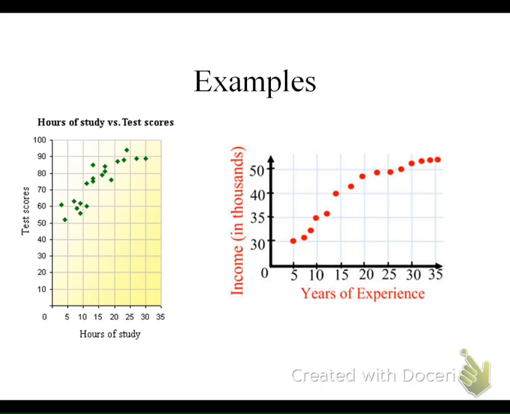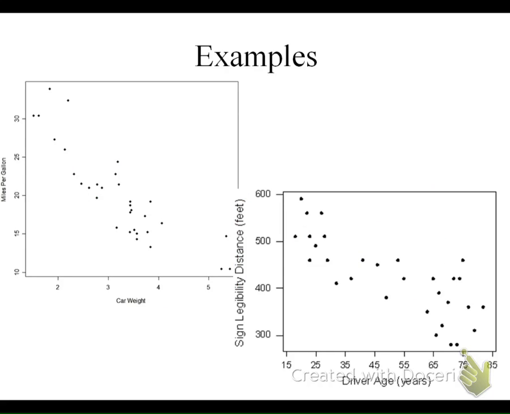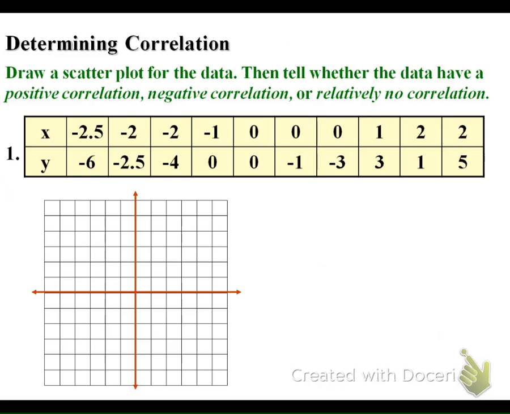Any questions? Here's some examples with the negative correlation. So this says weight of your car and miles per gallon. So heavier cars are getting less miles per gallon. This one is the driver's age on the x-axis. This is sign legibility. So young drivers can read signs, I guess, up to 600 feet away. The older drivers are not reading the signs as well. So just some examples of a negative correlation. Any question on those? No. Kind of interesting.